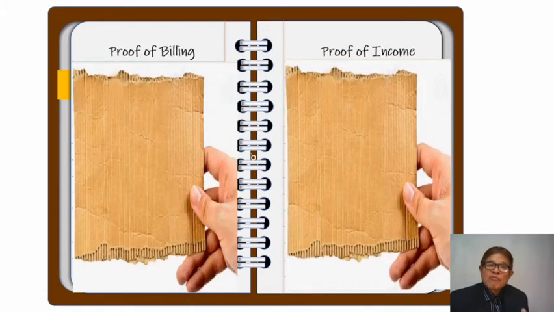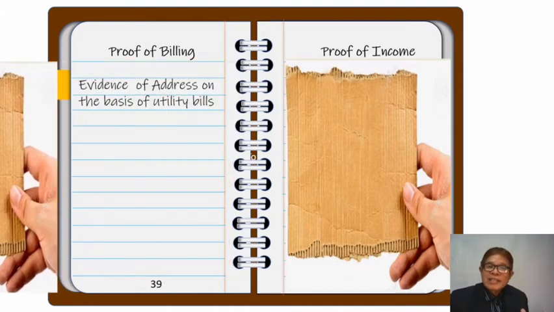What is proof of billing? Proof of billing is evidence of address on the basis of utility bills. Proof of billing is very important because all legal communications by the developer to the buyer can be directed to this address. You need to ensure that this will be submitted by the buyer.